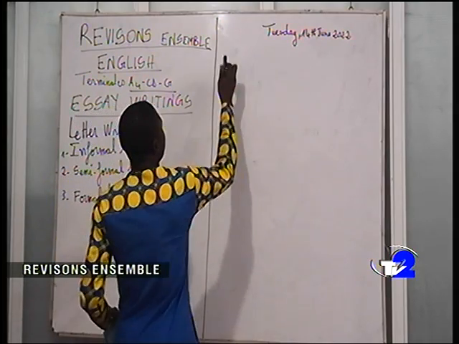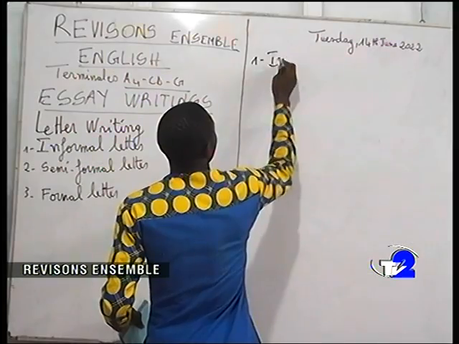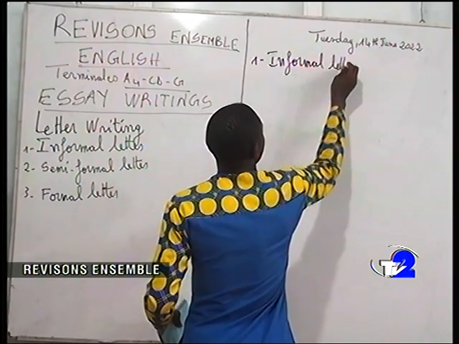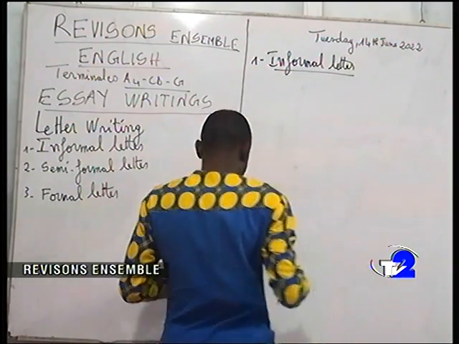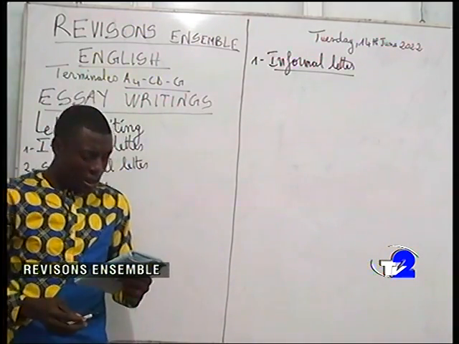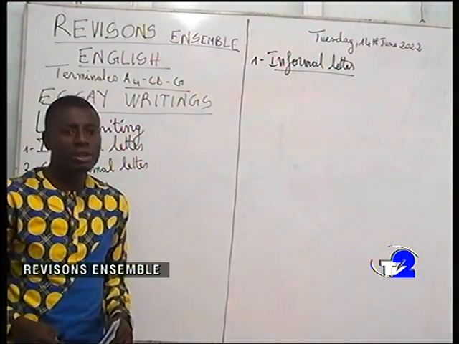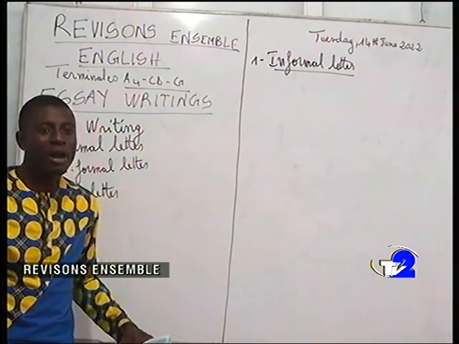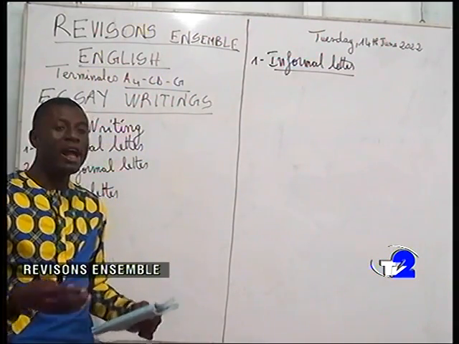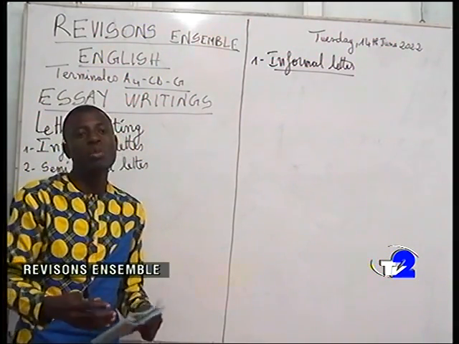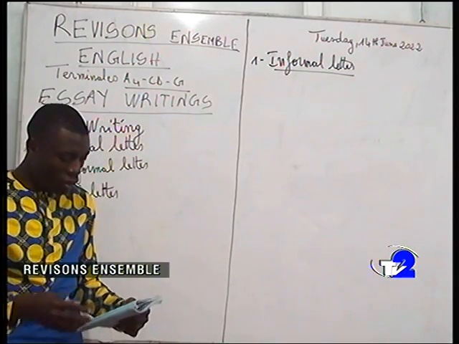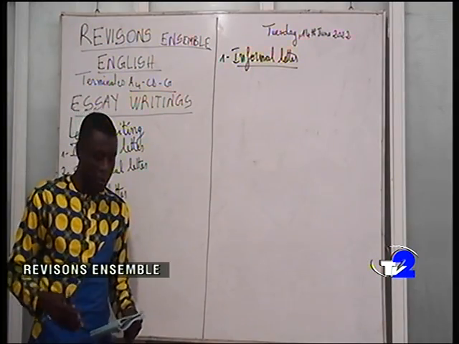What is an informal letter? Informal letter is the kind of letter that we write to our friends, okay? This is informal. We write this letter to our friends, our parents, and relatives, people you know, people that you are friends with, okay? Your friends, your parents, you write this kind of letter.